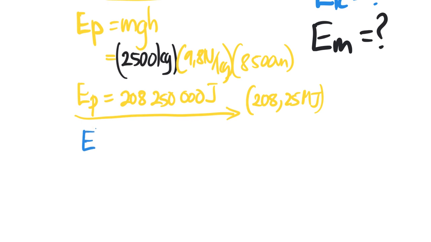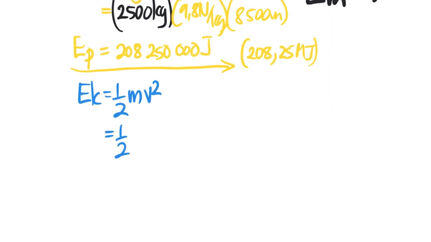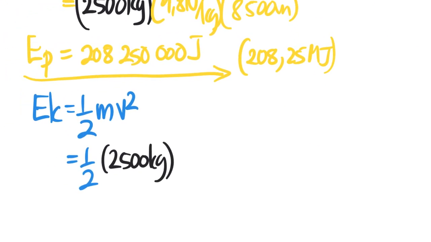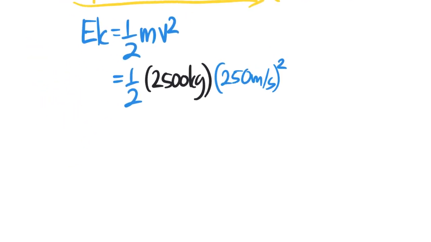The kinetic energy is going to be a half the mass times the velocity squared. We know that the mass is 2,500 kilograms. For the velocity, the plane is traveling at 250 meters per second. A common mistake is that learners forget to square. So let's do that. We go EK equals 0.5 times 2,500 times 250 squared.